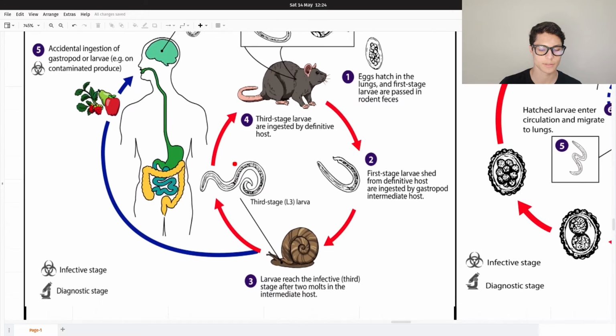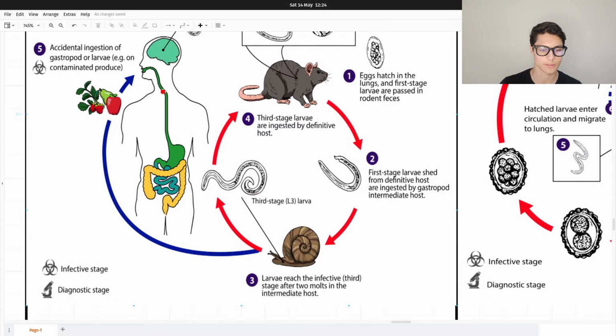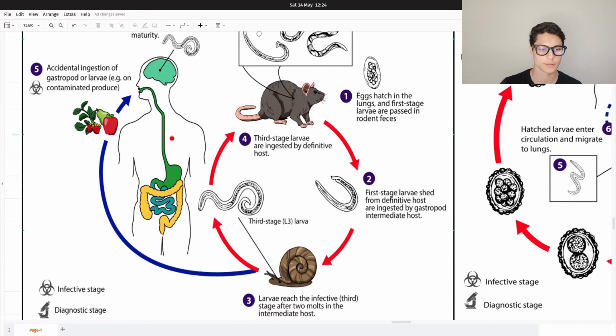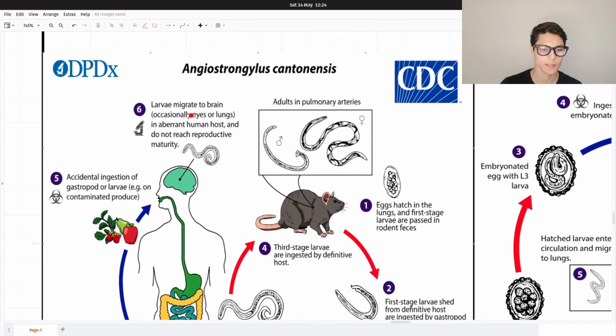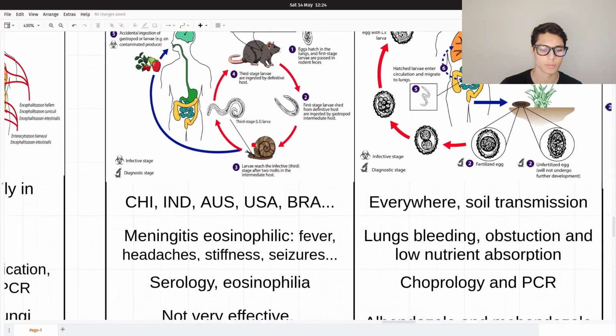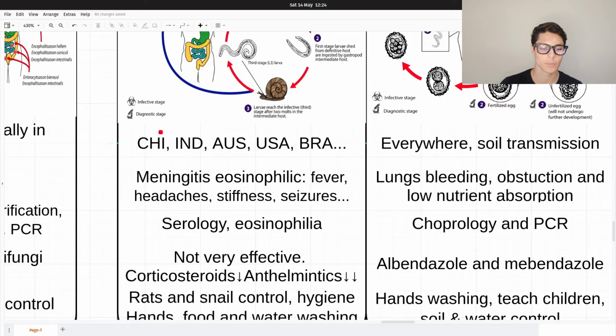And at the same time, we can get infected as humans if we ingest the gastropod or the larvae in contaminated fruits through water washing. And then the larvae migrate to the brain, occasionally in eyes or lungs, and they can reproduce inside our cells. They are common in China, India, Australia, United States, Brazil.